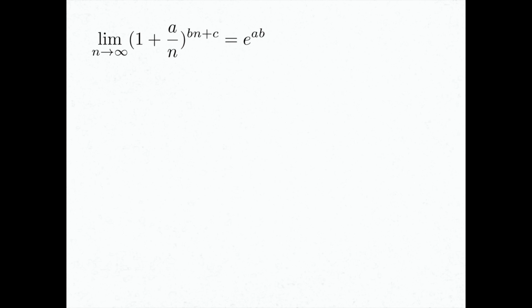Now, this identity comes up a lot in every area of math, but specifically in competition math. And if you notice in this identity, the c actually doesn't matter. It just becomes e to the power a times b. So let's get into proving this.